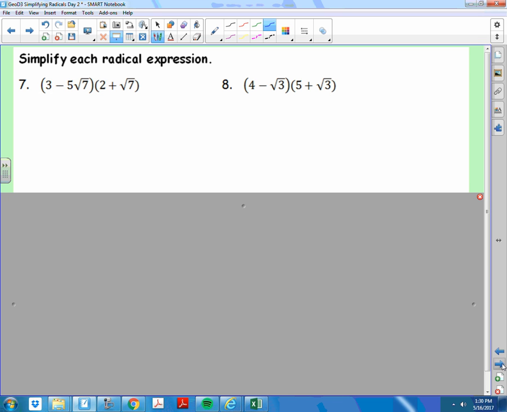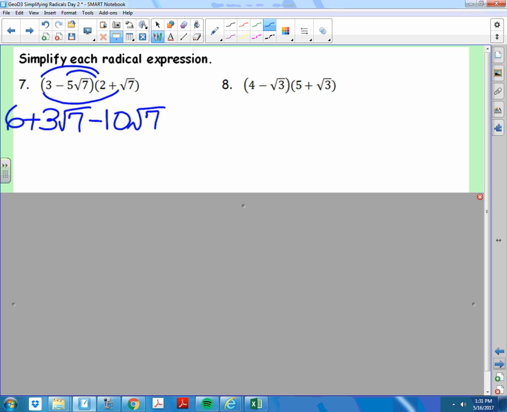So we're going to go ahead and FOIL. And remember, FOIL is first, outer, inner, last. So we go first 2 through multiplication. 3 times 2 is 6. Outside 2, we have 3 times the square root of 7, so it's plus 3 root 7. Inside is negative 5 root 7 times 2, which is minus 10 times the square root of 7.